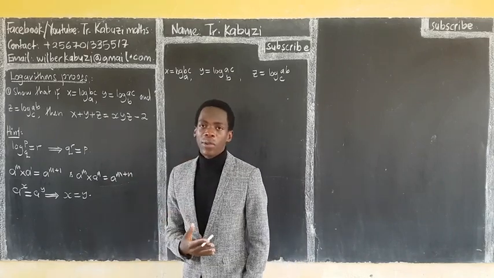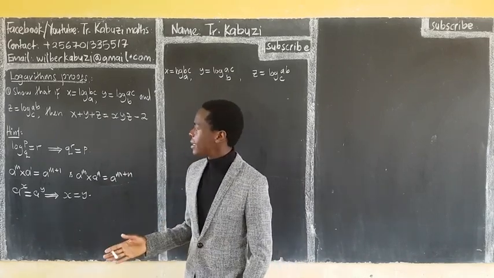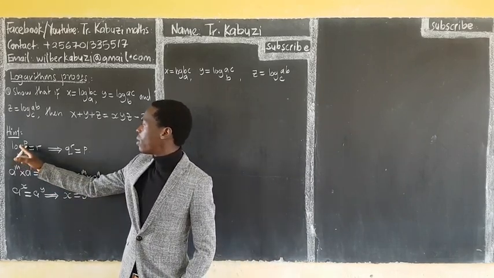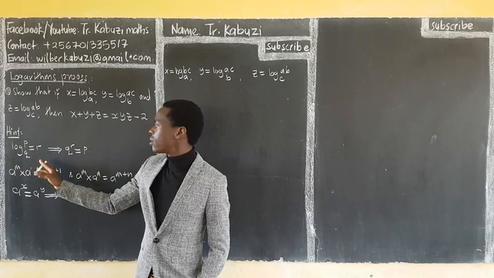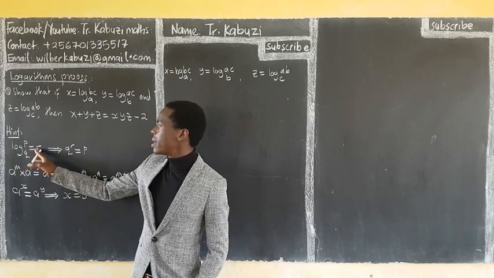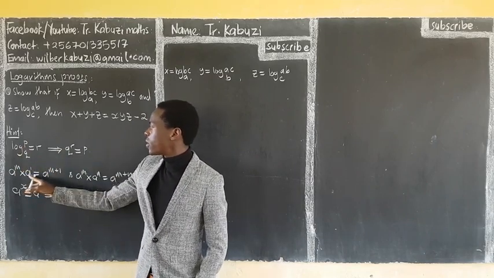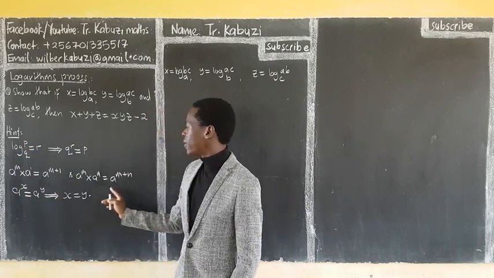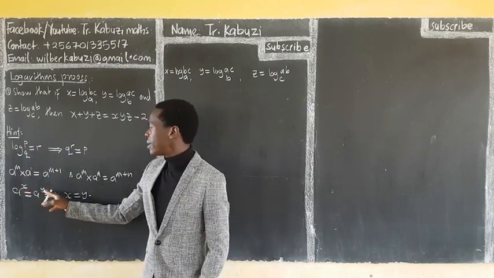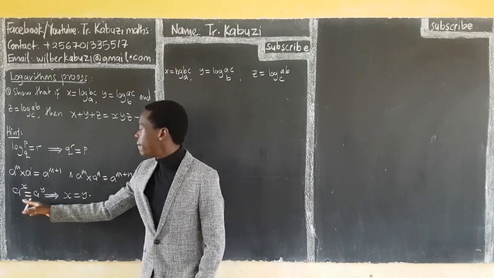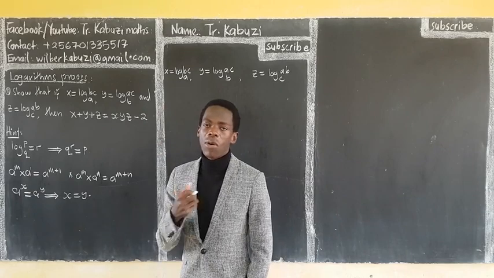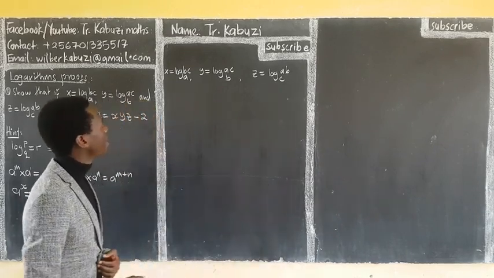The properties we are going to use, both for indices and logarithms, are here. We know that this property, log of p base q equal to r, means that q power r will be equal to p. Also, for numbers of the same base, if they are multiplying, we add the powers like you see there. And if the bases are the same and the expressions are equal, it means the powers are also going to be equal.